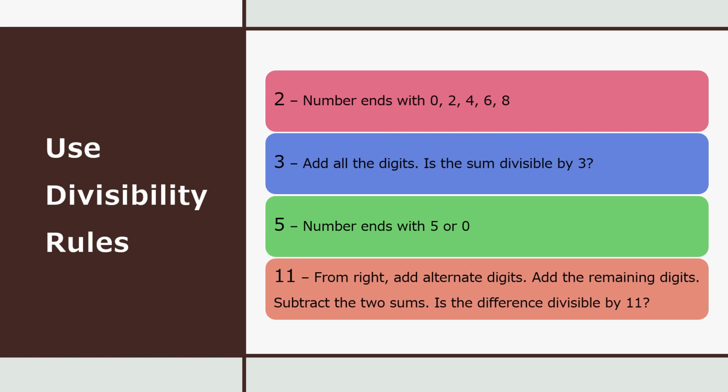How do we find out if a number is divisible by 11? This was the fun one. Do you remember? We start looking at the number from the right. We add up all the alternate digits from the right and keep the sum. Next, we add up all the remaining digits and also keep the sum. Now, we subtract the two sums and find out the difference. If the difference is also divisible by 11, the number is divisible by 11. This is what we have already learned.